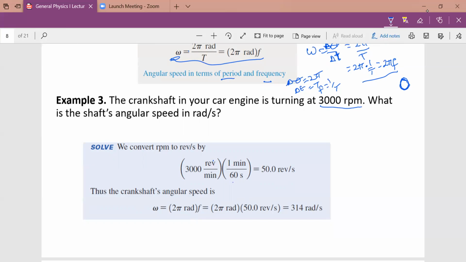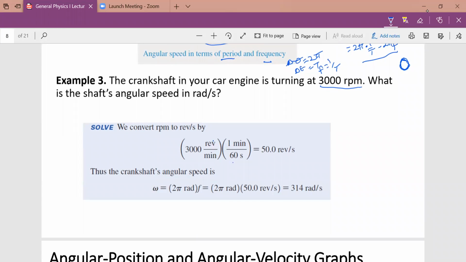First, when we're given values in revolution per minute, we should convert it to the basic or SI unit, which is rad per second, so that we'll be able to express our answers in the standard unit. So we'll convert the revolution per minute to revolution per second.